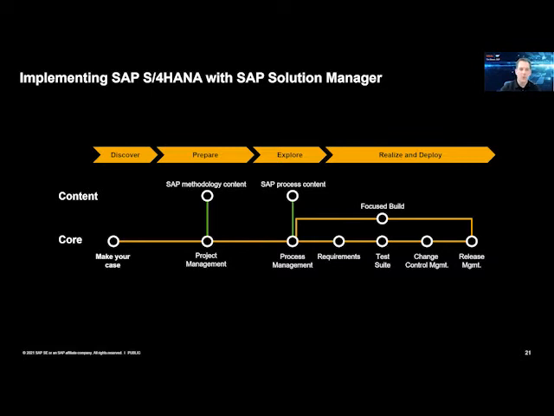Here we have a simplified view of an implementation of SAP S/4HANA with SAP Solution Manager and Focused Build. The idea is that we have one core line, which are the tools and the capabilities of SAP Solution Manager and Focused Build, and we have the content line where we have the SAP methodology content, mostly Activate, and the SAP process content, mainly SAP best practice processes. And in a greenfield approach with new implementation, you would use project management based on Activate methodology. You would then manage the processes, the requirements, the testing, change control, and release management in order to go live.